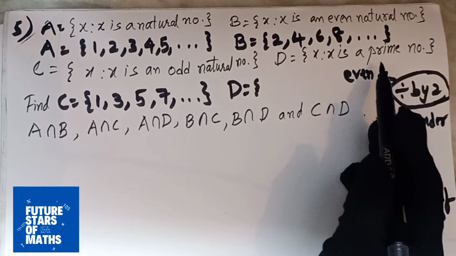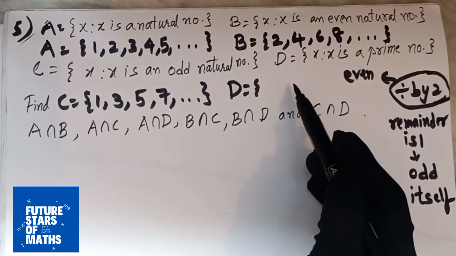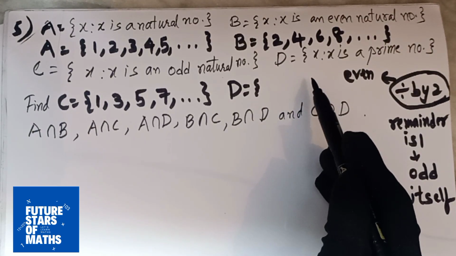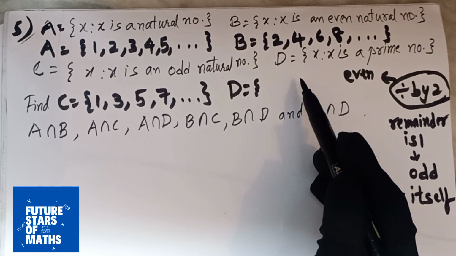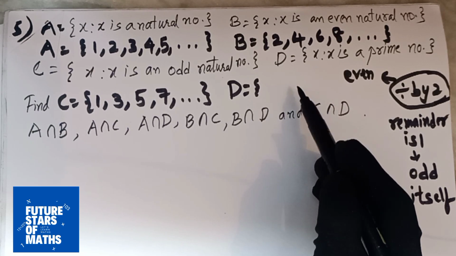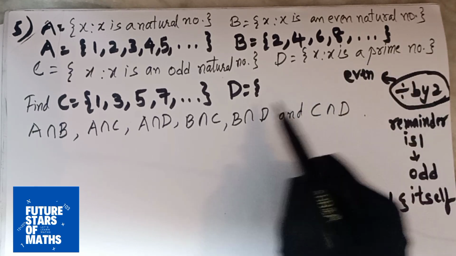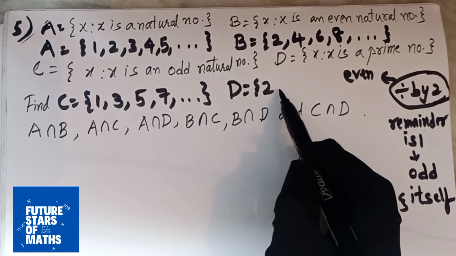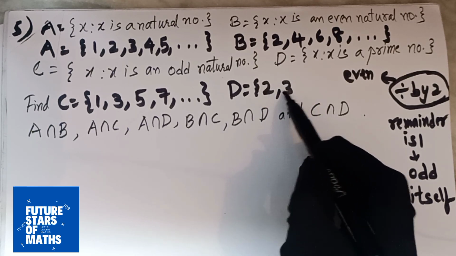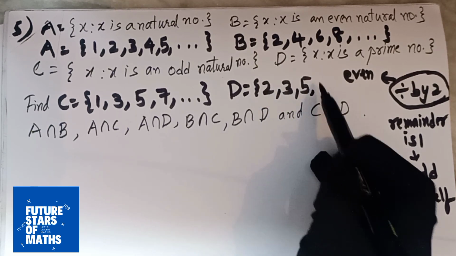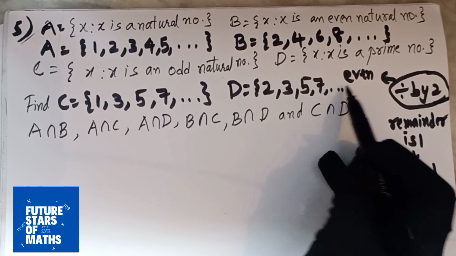Okay, students, these all things we studied in our very first video. If you don't know, then you can watch our first video. The link is in the description. Okay, so the prime numbers will start from 2, 2, 3, 5, 7, and so on.